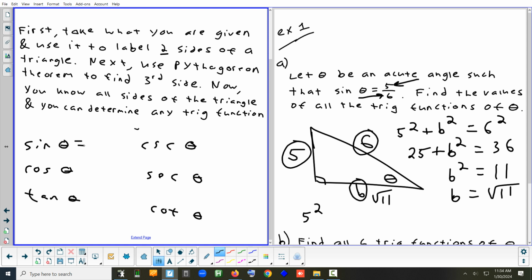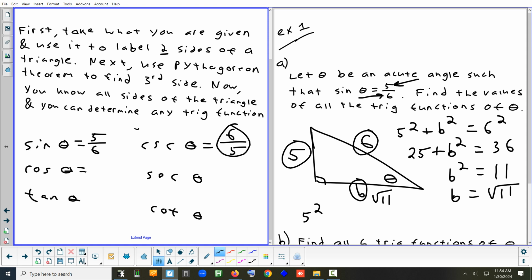Now, technically the first one, we already have that. The sine is 5 over 6. So then, what's the cosecant? 6 over 5. Yeah, that one's easy because we were given the sine. So all we have to do is flip it.